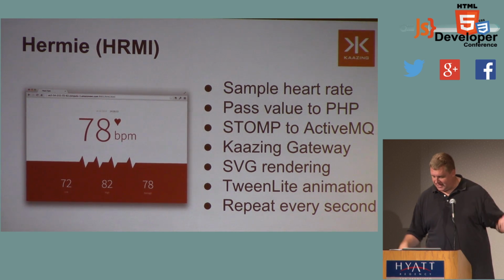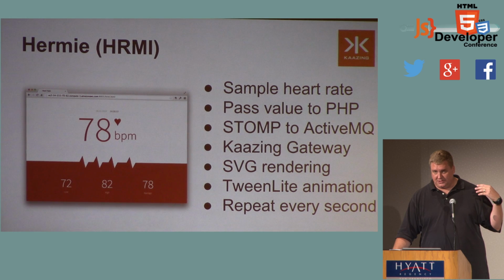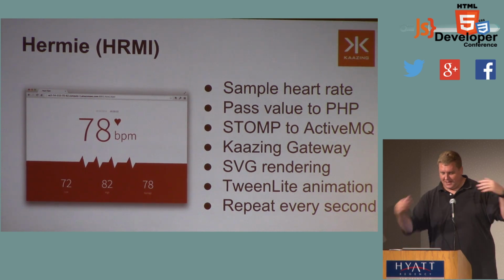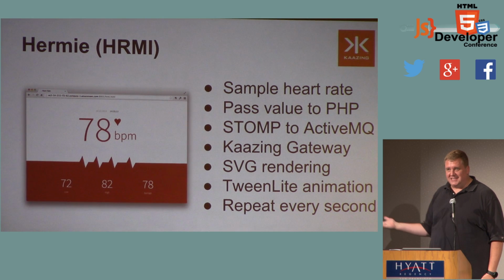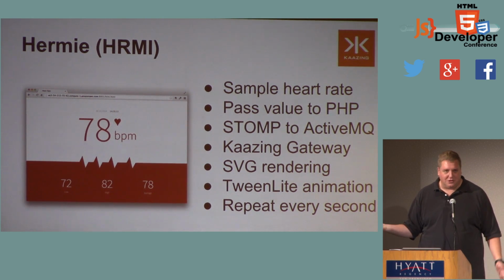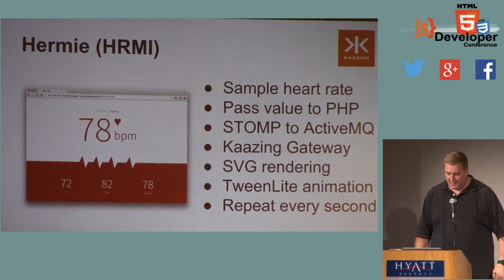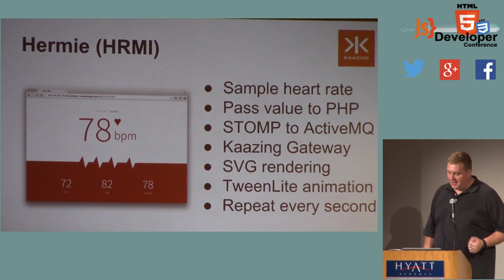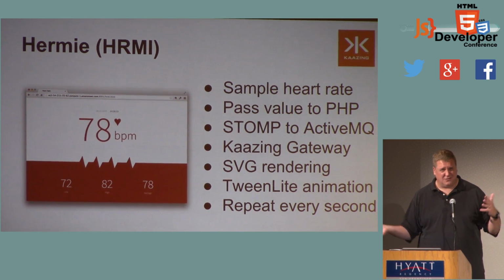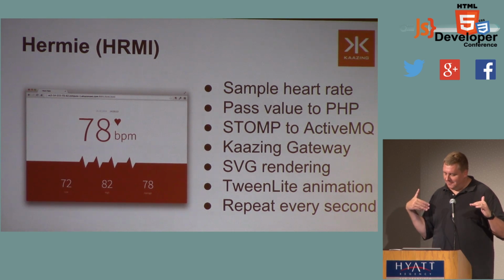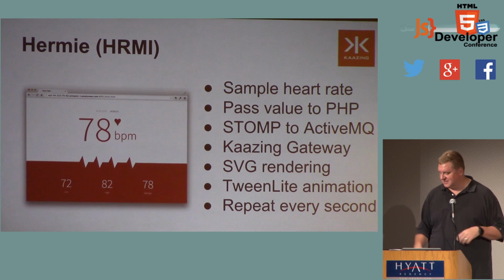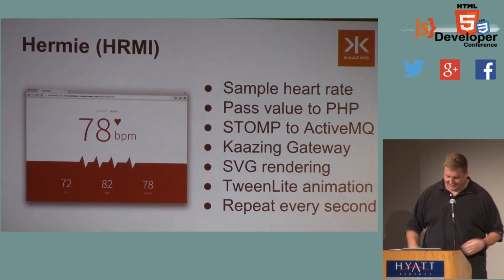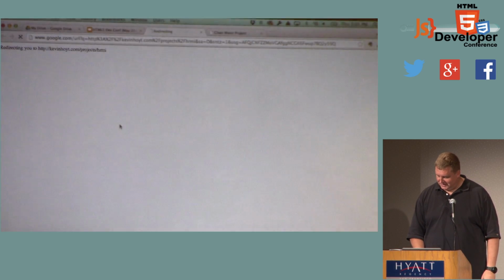ActiveMQ instance running in the cloud, and that is then going to distribute it via the Kaazing gateway to all the different clients that might be watching in this case. The rendering is happening through SVG because it's easier to draw charts with SVG. It's very clean, especially if I'm working across multiple devices where I want to have responsiveness, for example. I use TweenLite to animate the SVG versus actually using SVG animation, because it's a little easier to use from a functionality standpoint. And then that whole thing repeats every second. So let's see if it is indeed working.